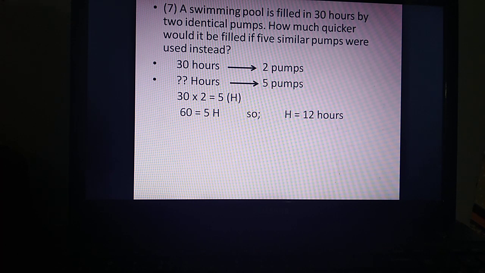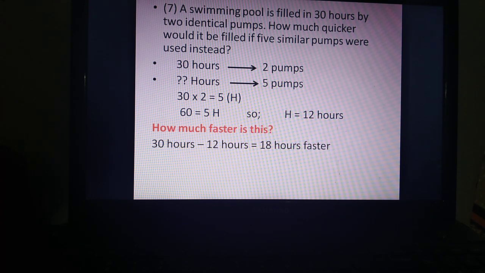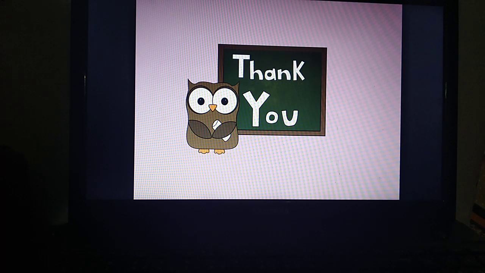So how much quicker is this? هلأ الوضع الأصلي 30 ساعة، الوضع الجديد 12 ساعة بس. So how much faster is that? We subtract 30 hours minus 12 hours, which is 18 hours faster. إذا باستخدام 5 مضخات أنا وفرت 18 ساعة شغل. Does my answer make sense?